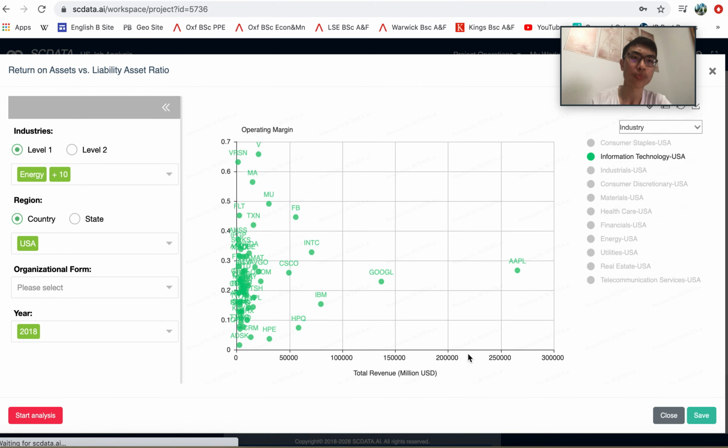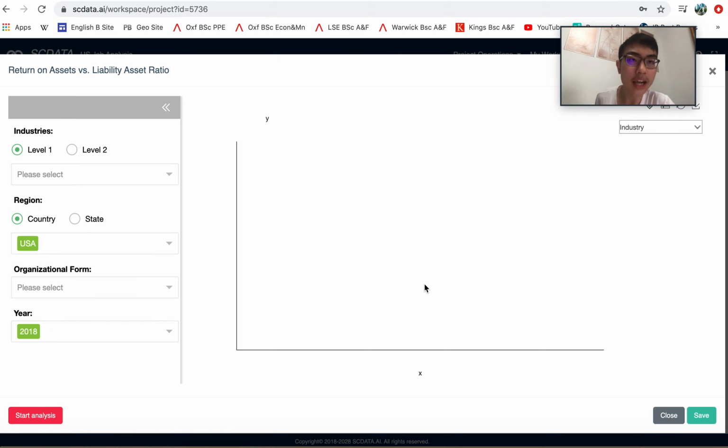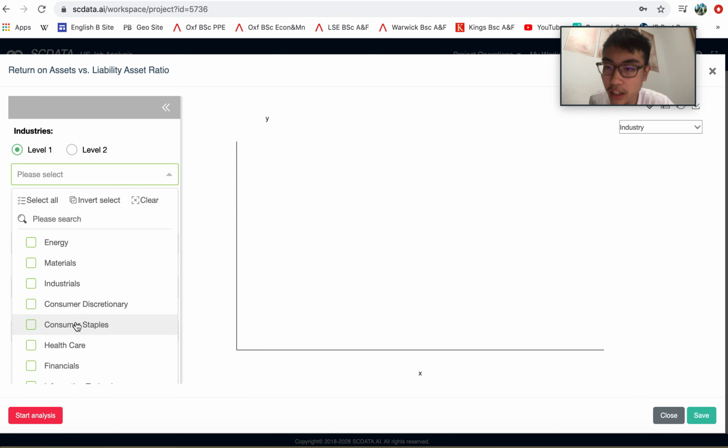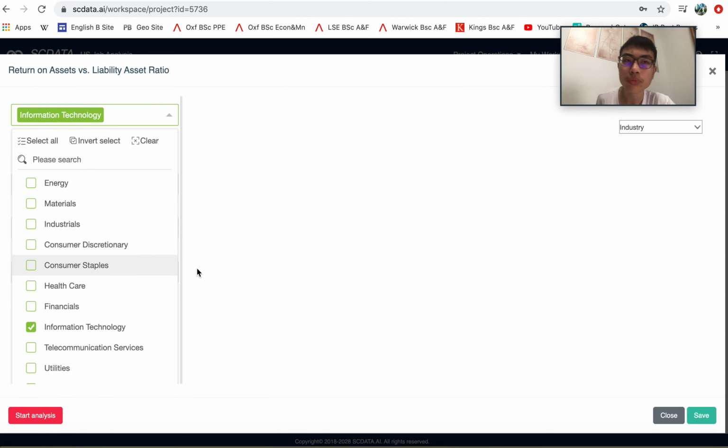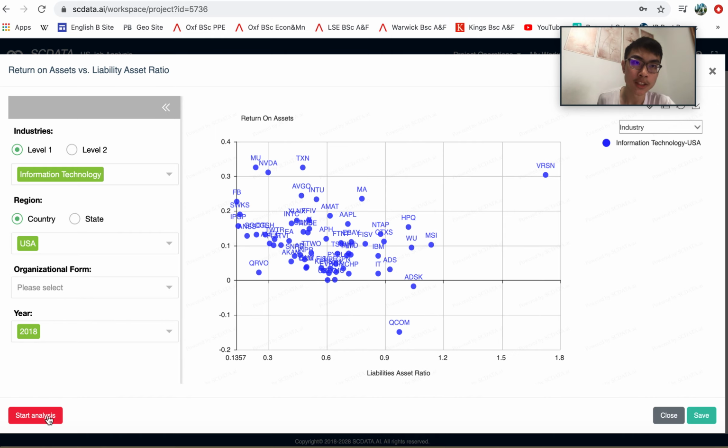Let's have a look. Let's say we are doing the information technology, IT industry again. We only select IT. We want to start an analysis. And now we can see we have a bunch of companies right here. Many of them are sticking together. And our x-axis now is liabilities asset ratio, and our y-axis is return on asset.